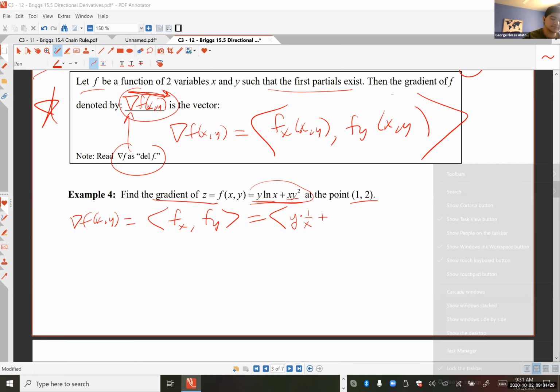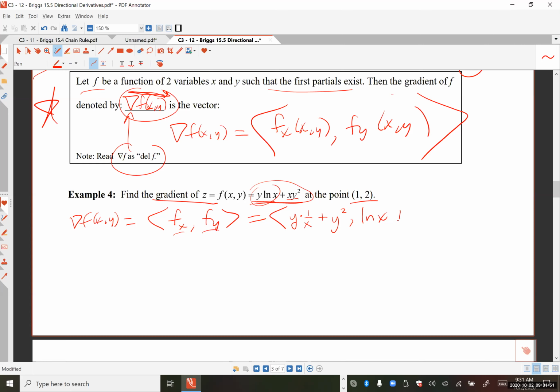y squared. Okay, I'm done with the partial with respect to x. Now, the other component of this gradient is going to be the partial of this function with respect to y. So the derivative of y times ln x with respect to y is? ln x. Good.